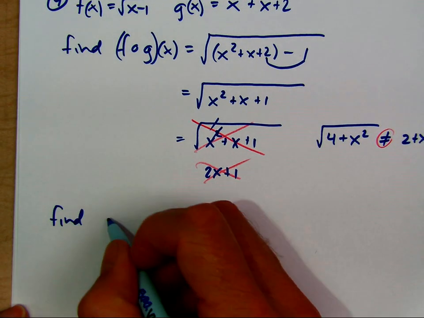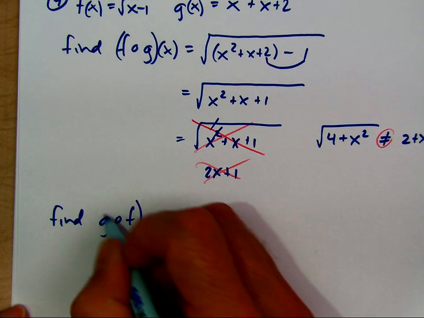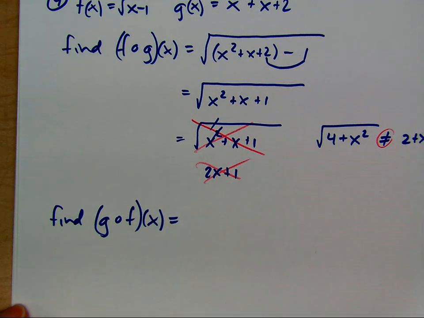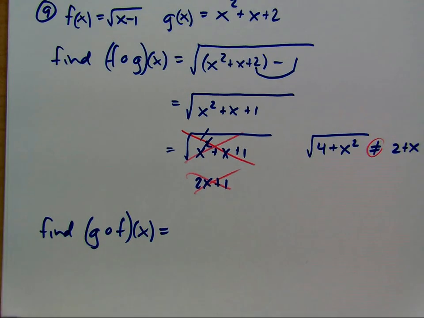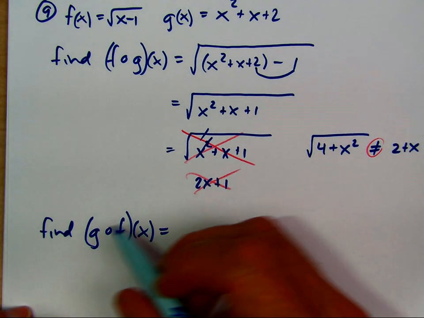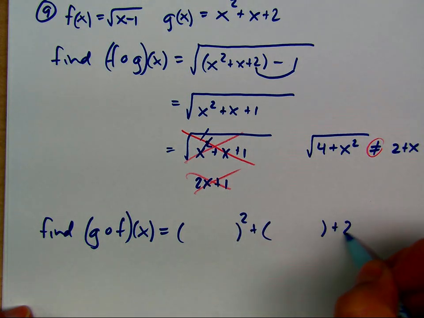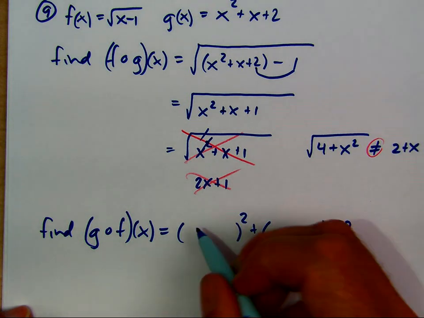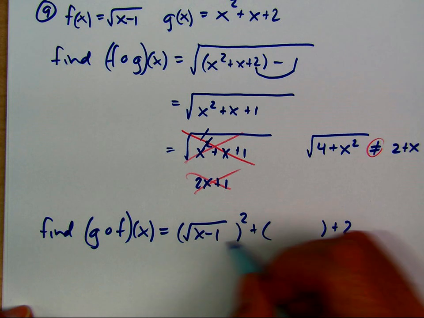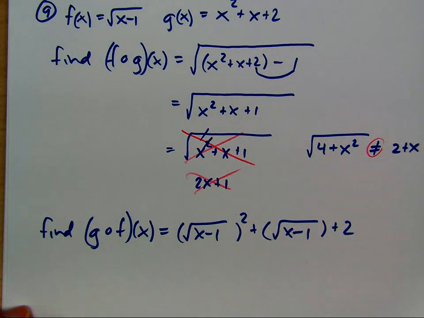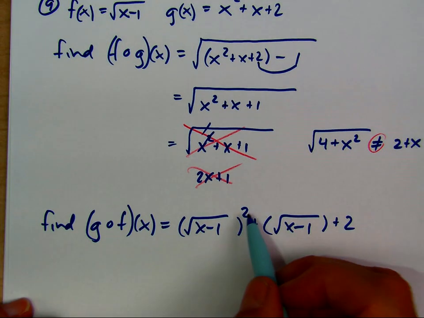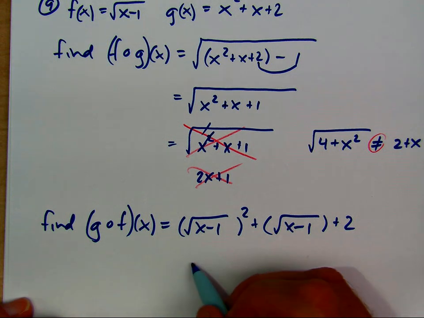Let's do g of f. Pause the video and try g of f. Copy g, leaving space. And in the spaces, you put f. So now we can apply that. We can cancel that. X minus 1.